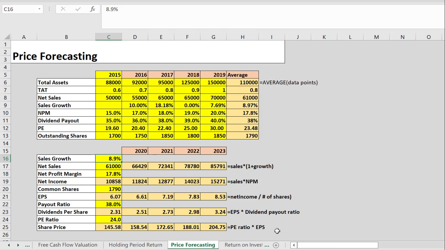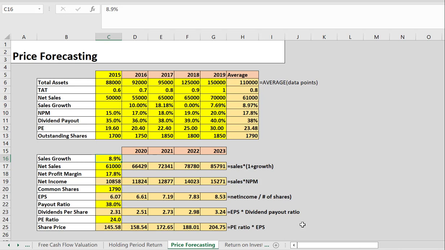And then finally, in the end, we have a prediction of price based on the average PE ratio. So you take the average PE ratio and you multiply that by the earnings per share. So here we have a prediction that over the next several years, our stock price should be rising, right? If nothing else, at least we have a forecast for increased size or wealth of our shareholders.